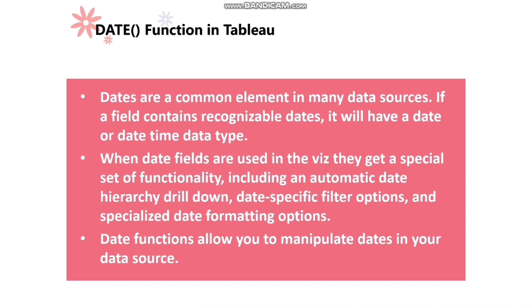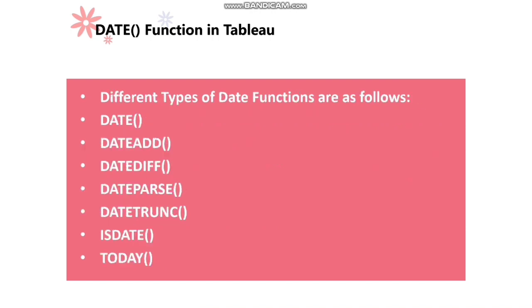Let's understand the syntax of a date function. Before that, let's see different types of date functions available in Tableau. I have listed some of them over here. We have a lot of functions available. I will show you by opening Tableau Public or Tableau Desktop practically. So the functions are date, date add, date diff, date parse, date trunc, ISDATE, today. These are all related to date and we can manipulate the data using these functions. That's why I have listed all of these functions here.